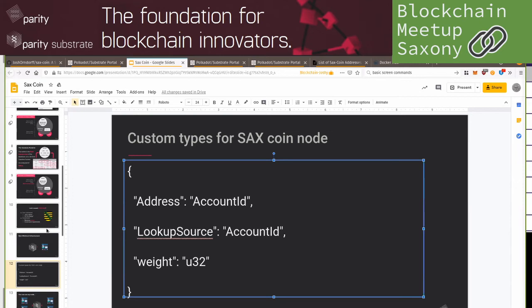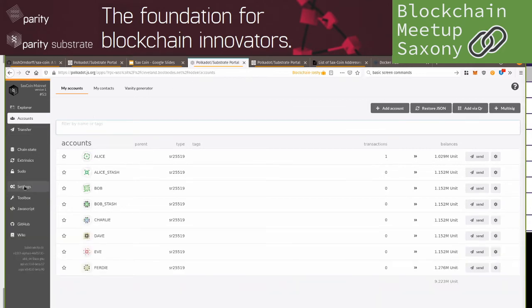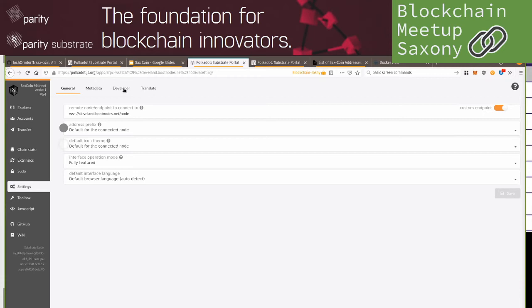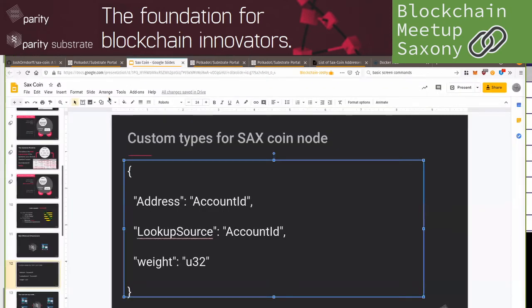So if anyone's following along, which I hope you are, we hit a little snag, no big deal. I'm sure Satoshi went through much worse than that. You now have the types that you need, and the way that you use them is you paste them into this settings, and then you paste them into developer, and that's it. So, okay, yeah, awesome. Let's pick up where we left off.